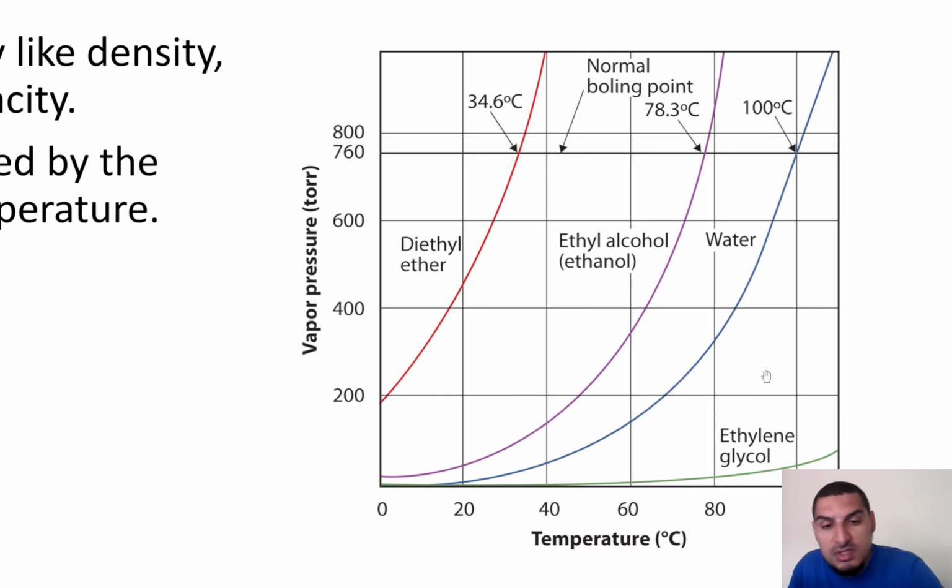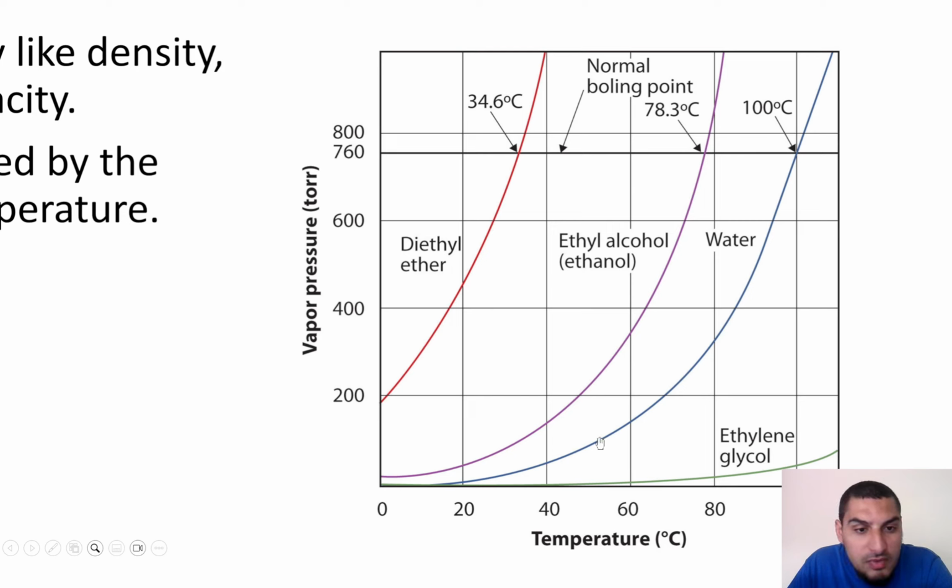We would see here, for example, on the y-axis, the scale is 200, 400, 600, 800, and so on, but here we have the 760 millimeter mercury or torrs. This is equivalent to 1 atmosphere. We know that 1 atmosphere is 760 torrs or 760 millimeter mercury.